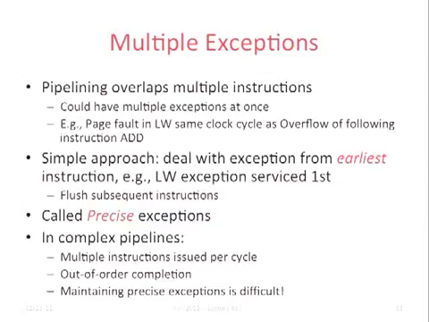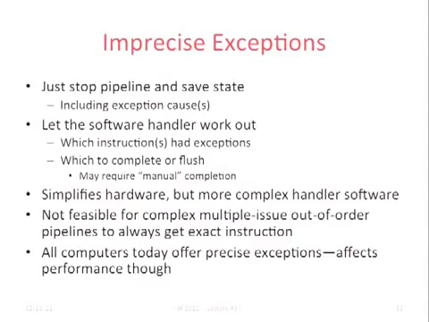But remember we talked about a bunch of stuff that's hard to deal with, right? We talked about multiple issue, that we do wide issue of instructions, so we've got that problem to deal with. Things complete in different orders, we have to deal with that. So this is a little hard to do. Some people have proposed a different approach called imprecise exceptions, where basically you stop the pipeline, you transfer control over to the handler, you save whatever state you can from the pipeline, and you say to the handler, okay, I've got multiple exceptions here, you figure out how to handle them.